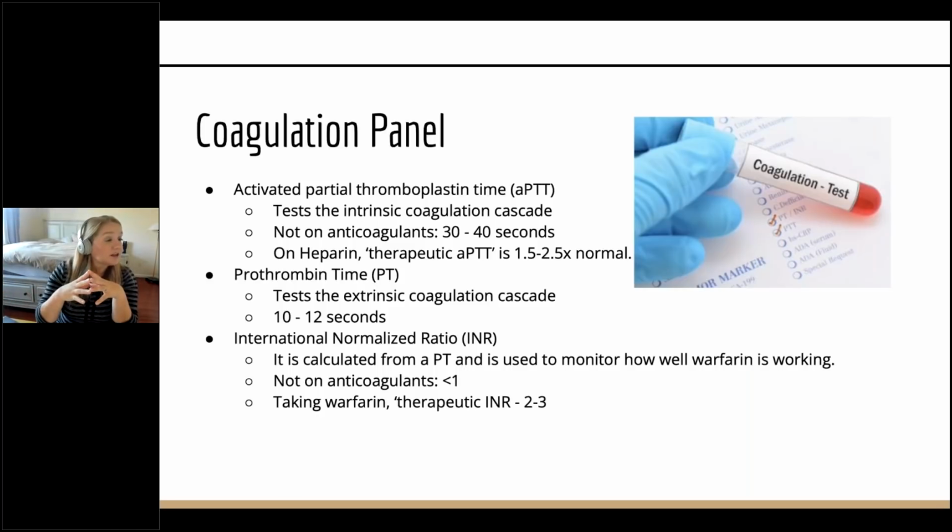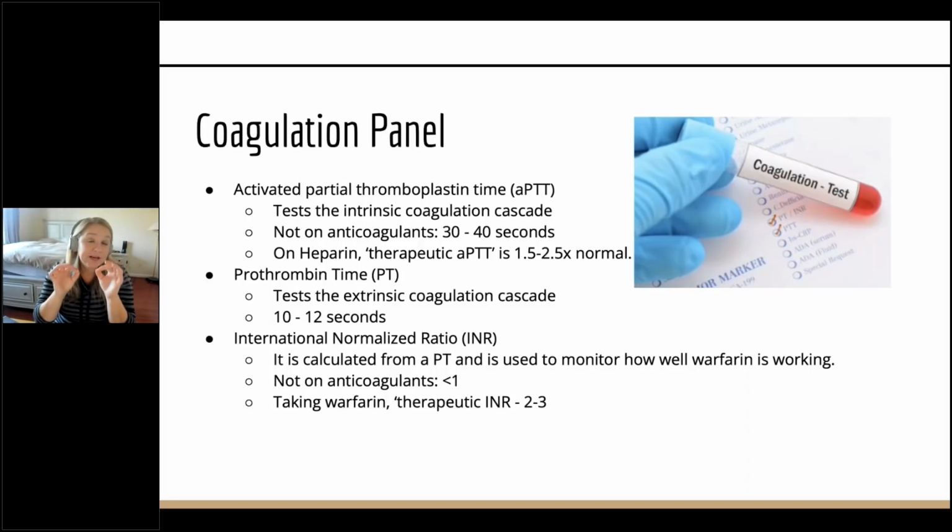So that's going to be about 1.5 to 2.5 times what their normal APTT was, or their APTT before they were on anticoagulants. So very important for you guys to know that when you're administering heparin to your patient, this is the lab that you need to monitor. And we talk about that pretty in depth in our pharmacology lecture.